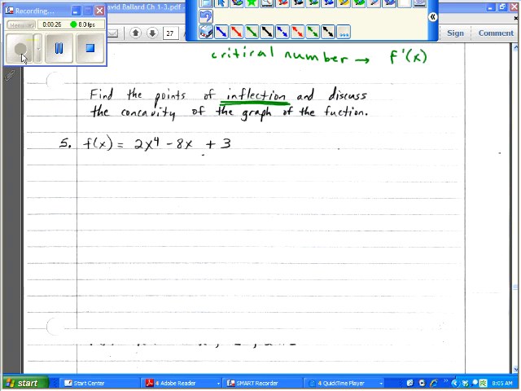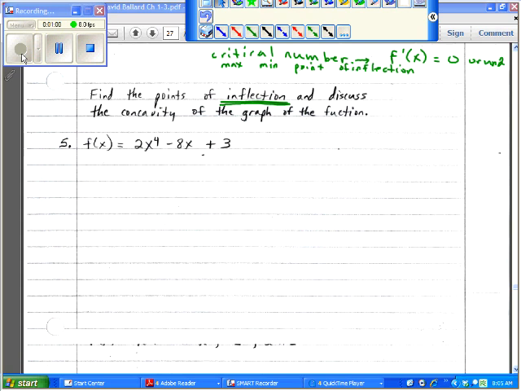So we take the first derivative of the function and set it equal to 0. We want to know whether the first derivative is equal to 0 or undefined. And what could possibly be at a critical number? A relative maximum, a relative minimum, or a point of inflection. So there's possibly a point of inflection at a critical number.